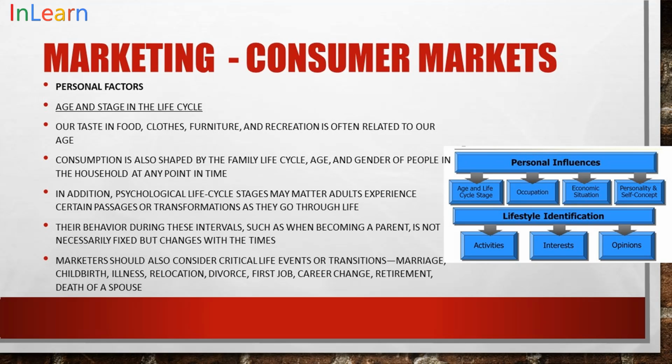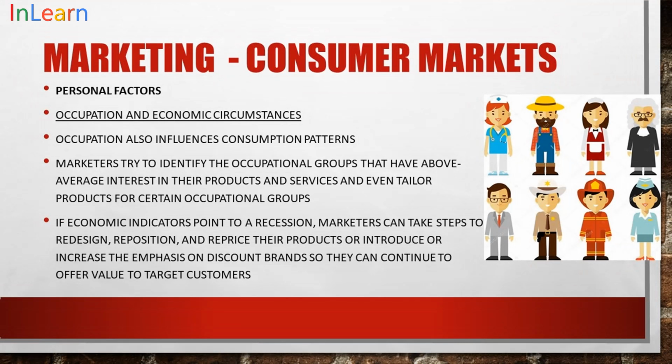Marketers should also consider critical life events or transitions: marriage, childbirth, illness, relocation, divorce, first job, career change, retirement, death of a spouse. Occupation and economic circumstances. Occupation also influences consumption patterns. Marketers try to identify the occupational groups that have above-average interest in their products and services, and even tailor products for certain occupational groups. If economic indicators point to a recession, marketers can take steps to redesign, reposition, and reprice their products, or introduce or increase the emphasis on discount brands so they can continue to offer value to target customers.